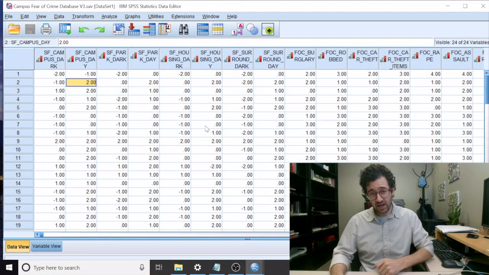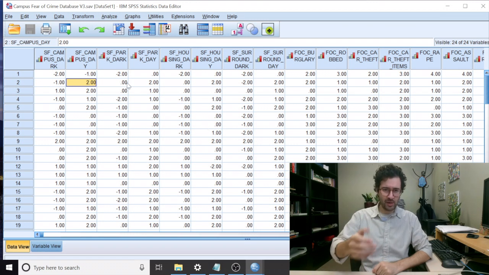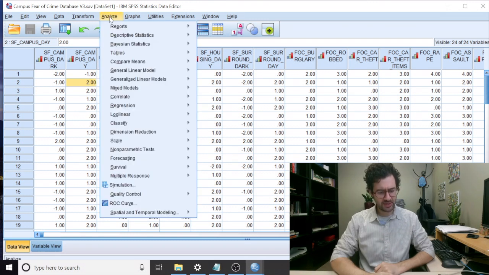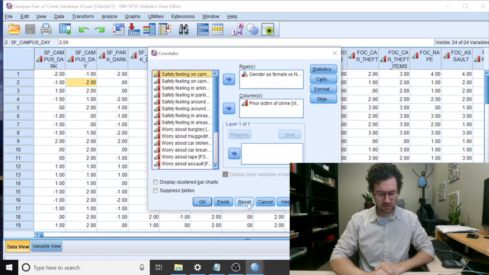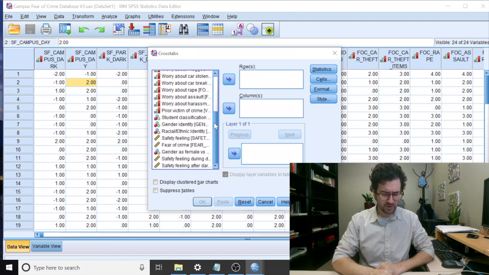So to conduct a chi-square test of independence, we open up SPSS. We go up to Analyze, we then go down to Descriptives, and then we go down to Crosstabs. From this list of variables to the left, I then scroll down until I find an independent variable that I'm interested in. So here I'm going to pick on the variable prior victimization. So I'll click on this variable, and then I'll click on the top right-facing arrow.